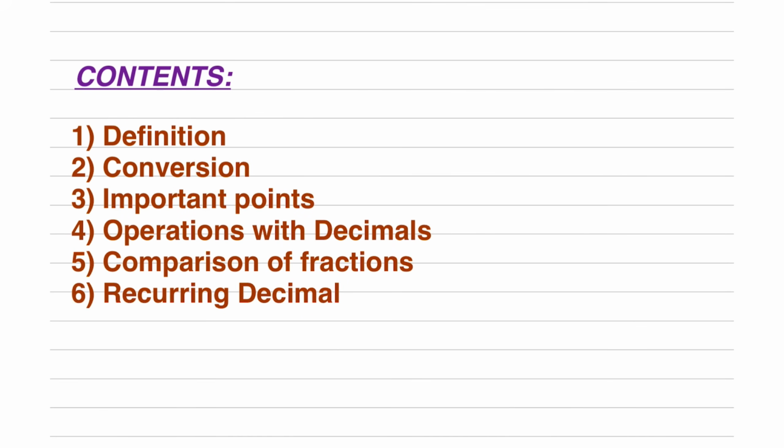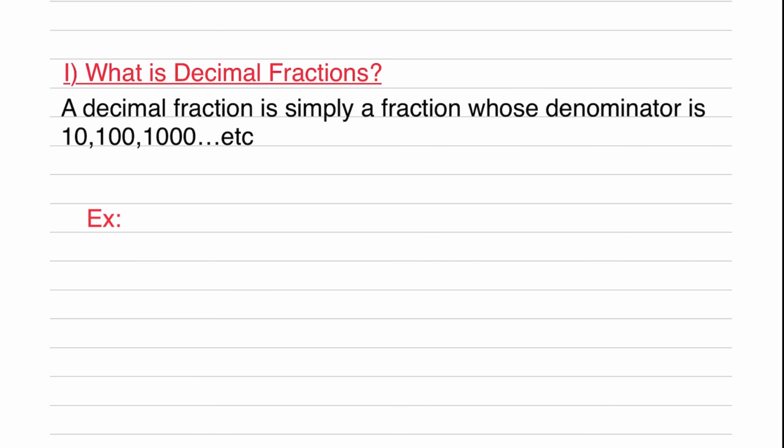So in this chapter we are going to learn the definition of decimal fractions, conversion of fraction into decimal and decimal into fraction, important points, operations with decimals, comparison of fractions, and at last we are going to learn recurring decimal. So first of all, let us see what is a decimal fraction. A decimal fraction is simply a fraction whose denominator is 10, 100, 1000, etc. Means the denominator is a power of 10.